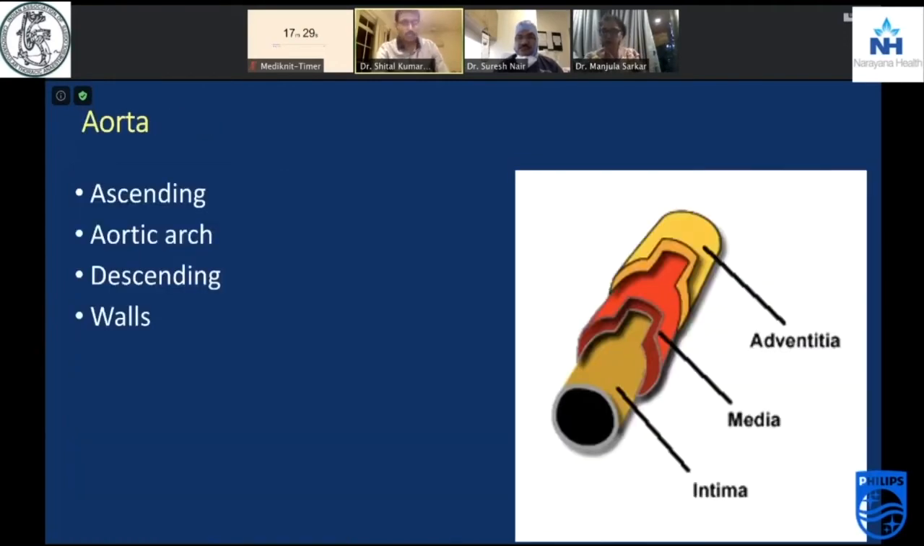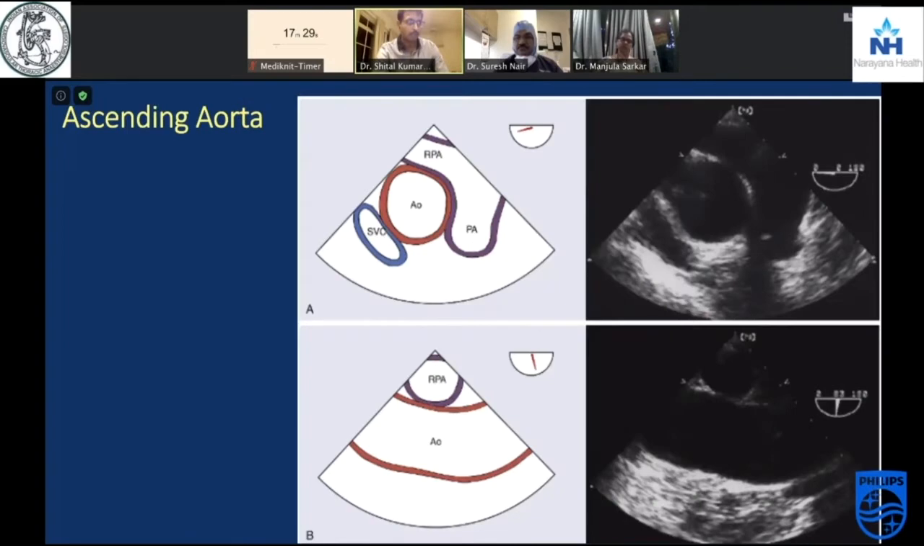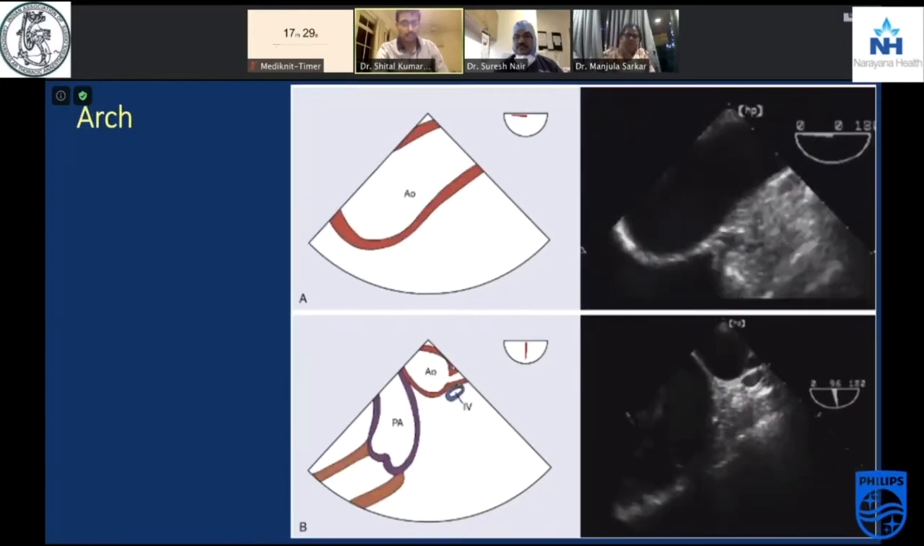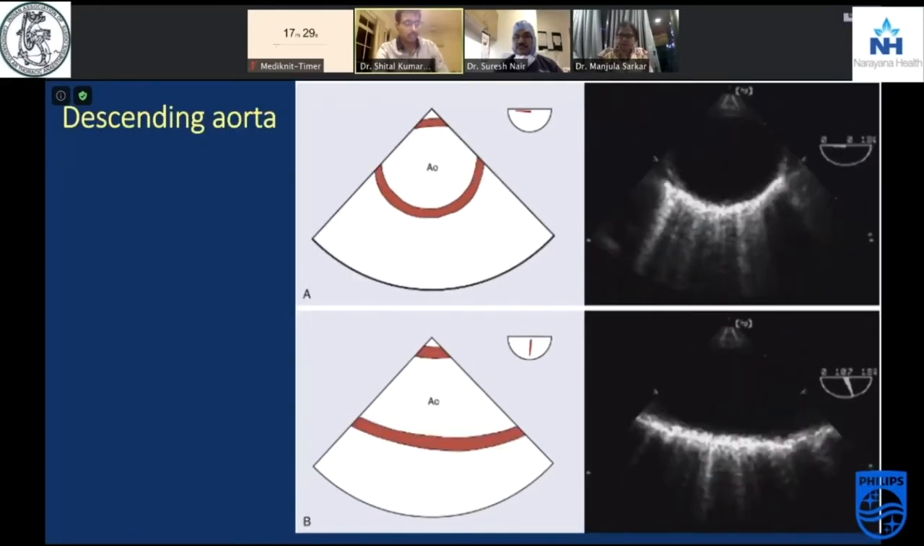For the ascending aorta, the diameter usually does not exceed 40 millimeters, but a lot of times now we see the dimensions mentioned indexed to body surface area in millimeter per meter square. So the ascending aorta is up to 21 millimeter per meter square and the descending up to 16 millimeter per meter square. The ascending aorta extends from the sinotubular junction to the brachiocephalic artery. The aortic arch is from the brachiocephalic to the left subclavian with its 3 branches. And the descending aorta is from the left subclavian to the diaphragm.